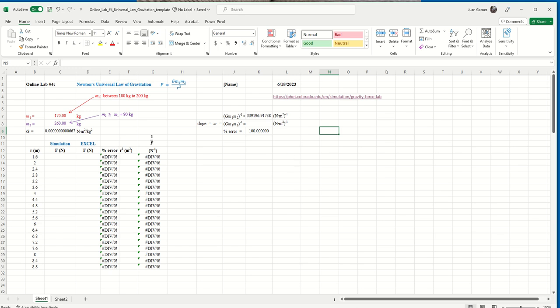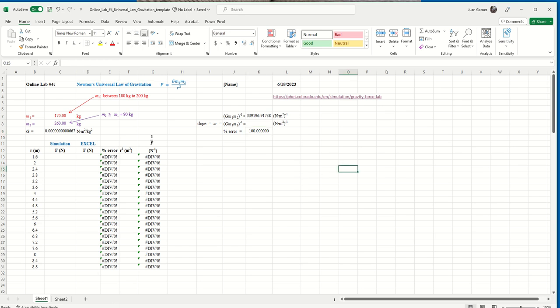So just to recap, choose the correct M1 and M2 according to the specifications. G will already be entered in, but if not, you can enter it in yourself. Again, it's simply 6.67 E minus 11. Then just click outside or hit check. And then cells K7 and K9 are automatically updated.